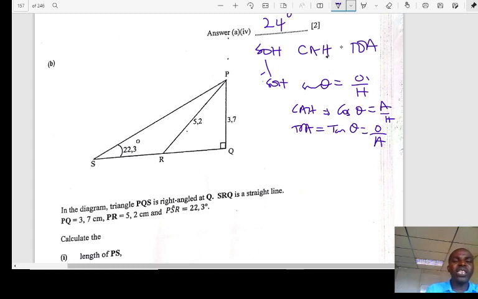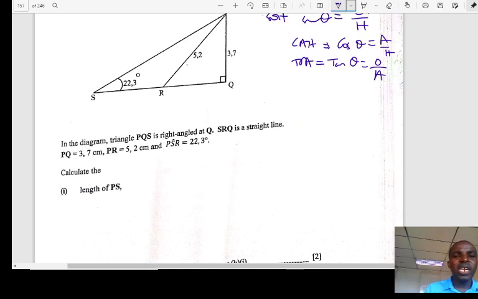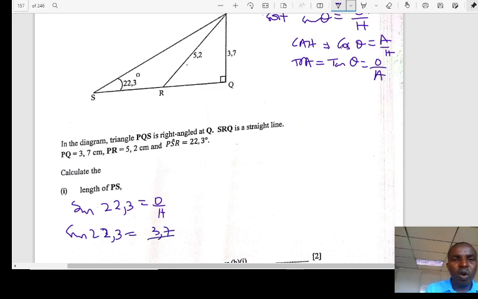So PS is actually the hypotenuse side of PQS, right? And we have an angle 22.3, then 3.7 is opposite to 22.3. So you have opposite and you are being asked to find hypotenuse. Opposite and hypotenuse is actually sine. So you write sine of the angle 22.3 is opposite over hypotenuse. So sine 22.3 equals 3.7 over hypotenuse, which is PS, the one that you want to find.